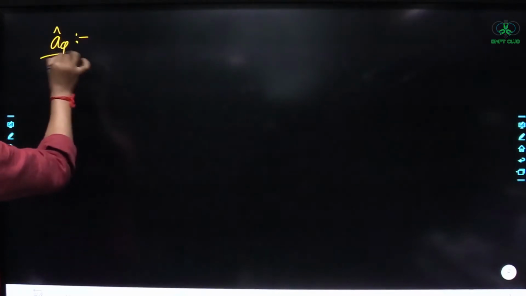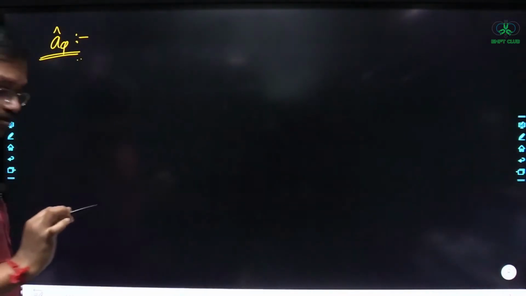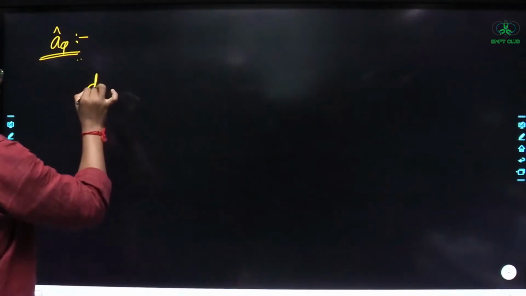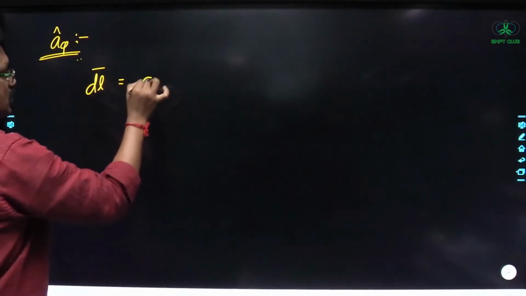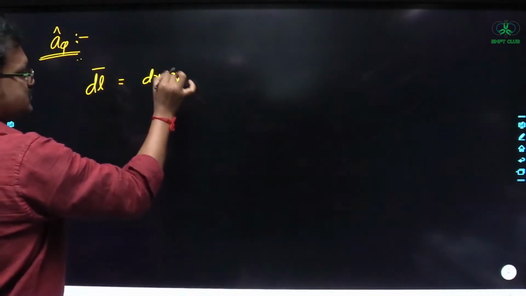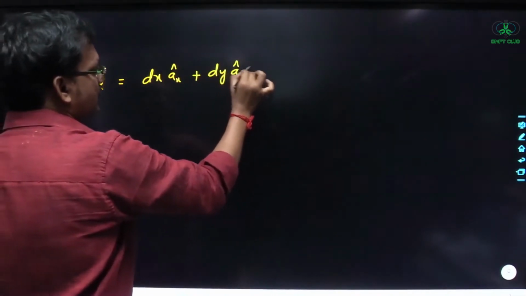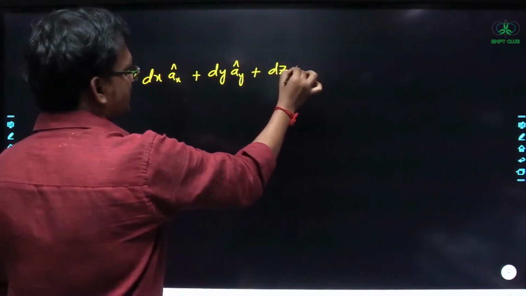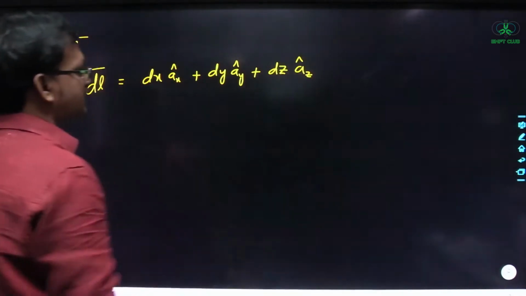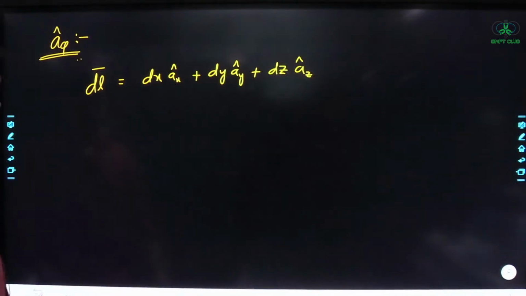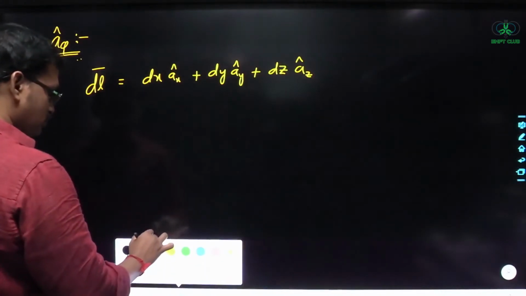Next we try to determine a phi cap. Follow the same procedure. First write down the differential length dl bar is equal to dx ax cap plus dy ay cap plus dz az cap. Okay, so now what you have to do?